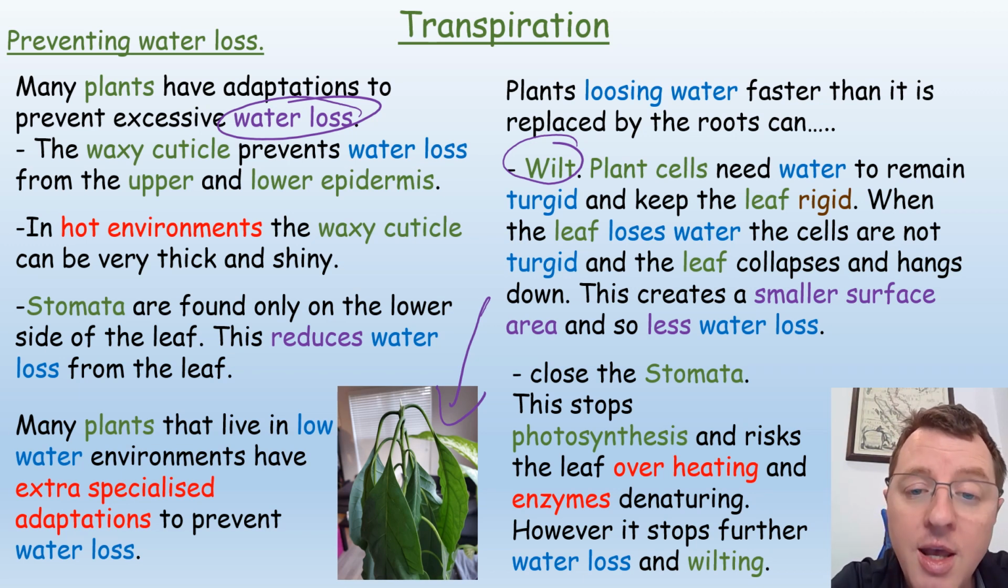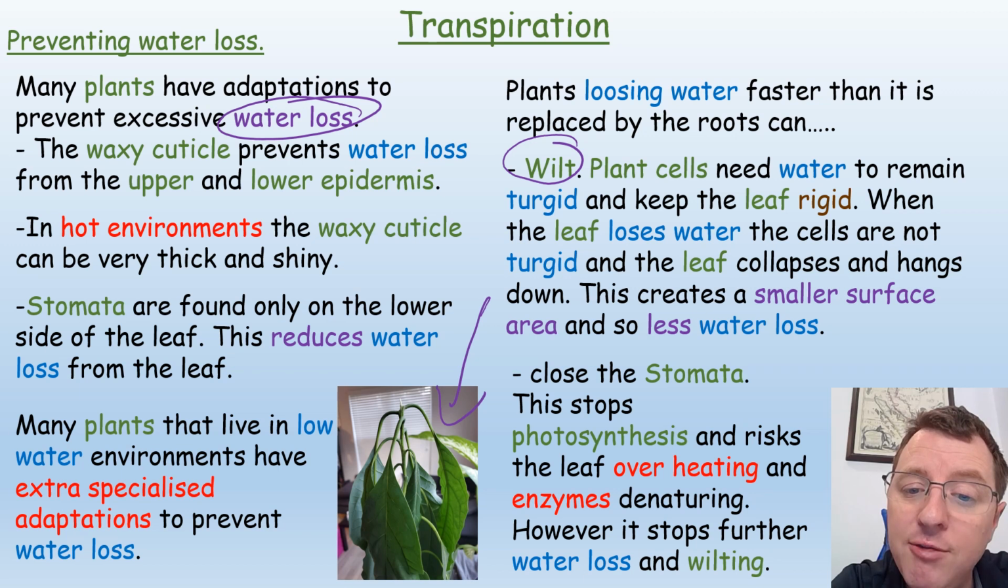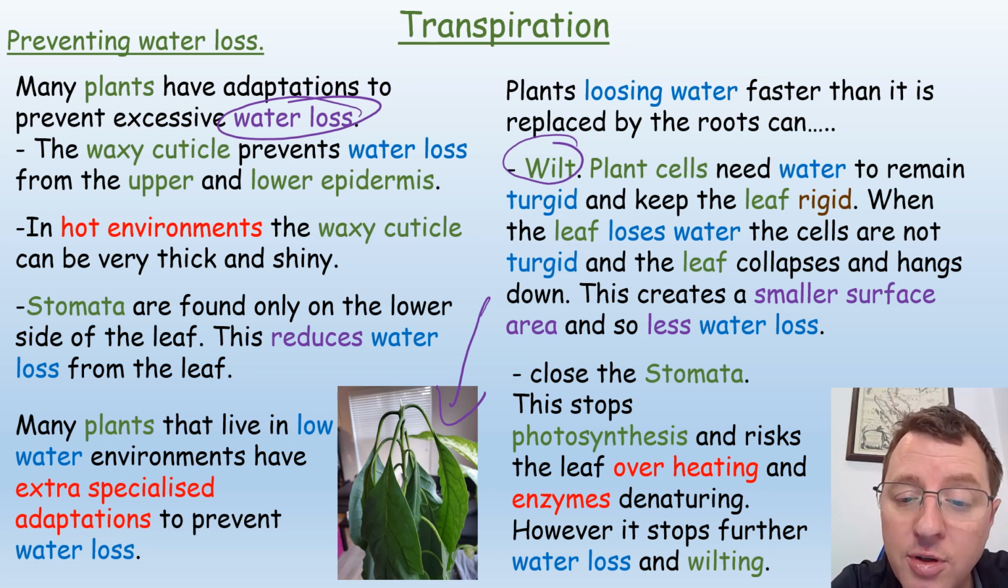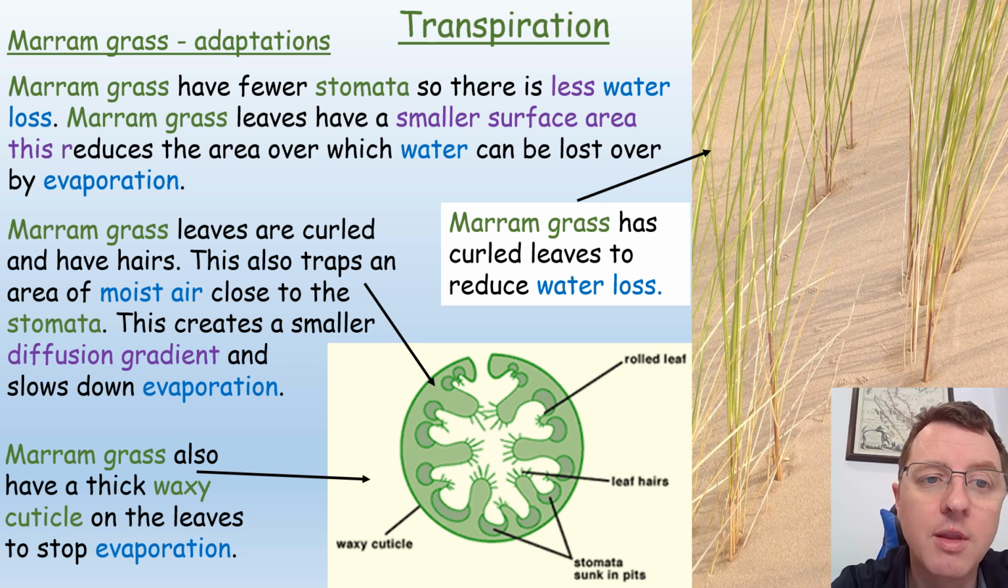Another adaptation is that the plant will close the stomata, even during the day. This stops photosynthesis and it risks the leaf overheating and enzymes denaturing. However, it does stop further water loss and continued wilting. However, this isn't enough for some plants.